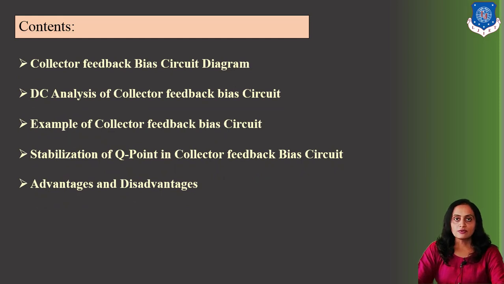First we will start with the collector feedback bias circuit diagram. Then we will do the DC analysis of this collector feedback bias circuit. Then we will see one example of collector feedback bias circuit. Next we will see the stabilization of Q point in this circuit. And at last we will see the advantages and disadvantages of this particular biasing circuit. So let us begin.